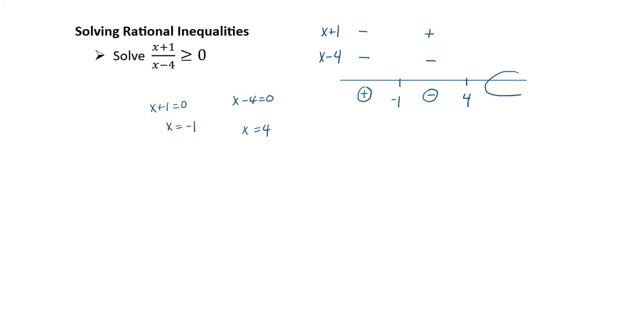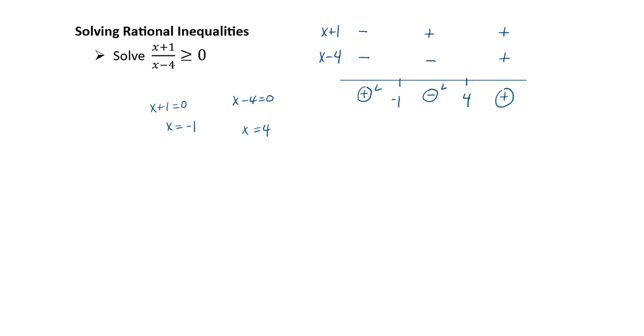How about over here? If I test something over here, maybe a 5 or a 6, 5 plus 1 is positive. 5 minus 4 is positive, and a positive divided by a positive is positive. Really, if we have an even number of negative signs, it'll turn out to be positive. If we have an odd number, then that interval will end up to be negative.